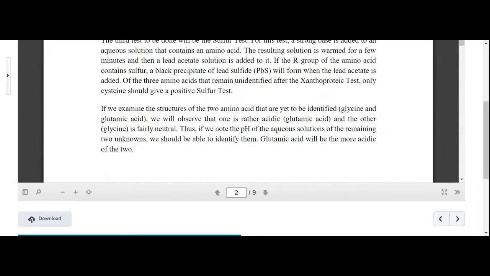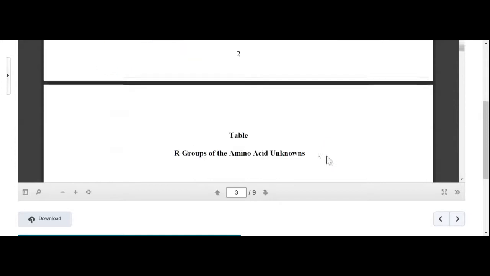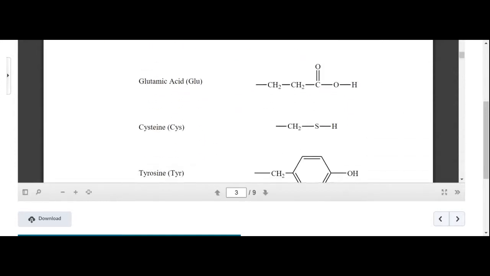Glycine or glutamic acid. We find the pH. If the pH of the amino acid is less than 7, then we know that it is the acidic. And if it's not less than 7, then we know it's the neutral. So glycine would be the neutral amino acid, and the glutamic acid is going to be the acidic. So we just check the pH, and this way we can identify 5 amino acids.